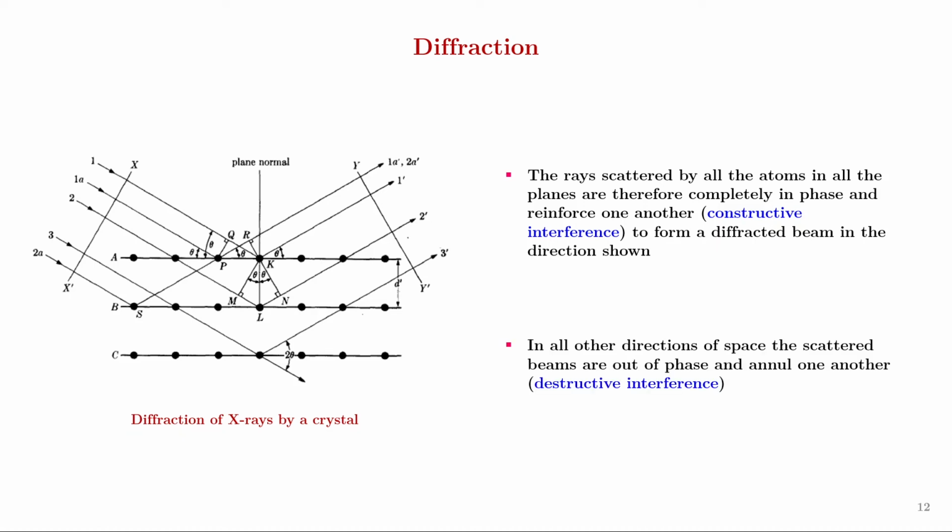In all other directions of space, the scattered beams are out of phase and annul one another, and this results in destructive interference.